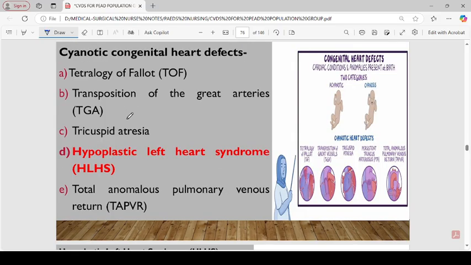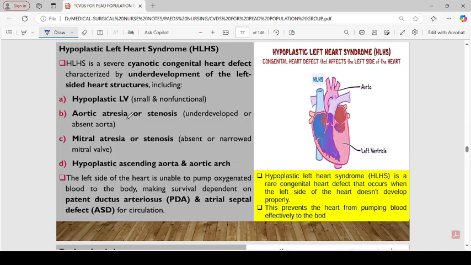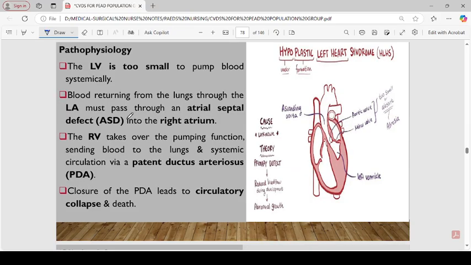The other cyanotic condition that will present with cyanosis is hypoplastic left heart syndrome, HLHS. This condition is characterized by underdeveloped left-sided heart structures, including hypoplastic left ventricle, aortic atresia and stenosis, mitral atresia and stenosis, hypoplastic ascending aorta and aortic arch. The left side of the heart is unable to pump oxygenated blood to the body, making survival dependent on the ductus arteriosus and atrial septal defect for circulation.